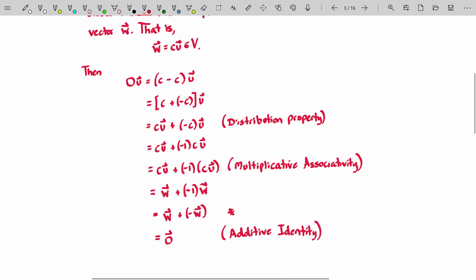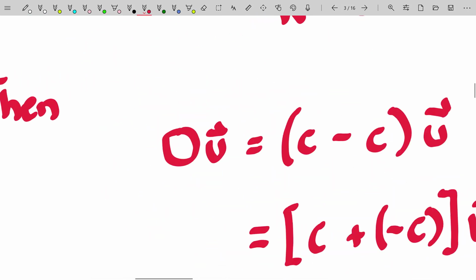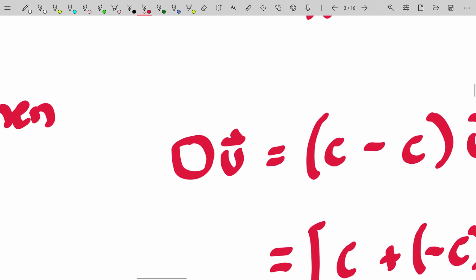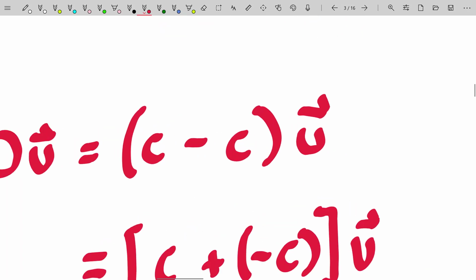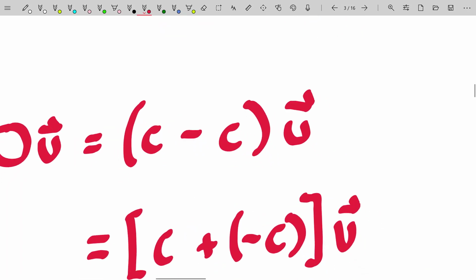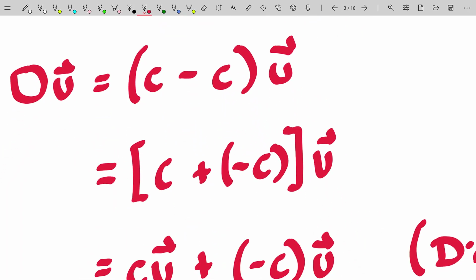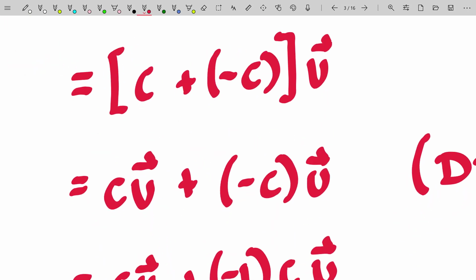we get this right here. 0 times the vector U is just C minus C times the vector U. That's a property of real numbers, so there's no explanation necessary for that, which is the same thing as C plus the opposite of C times the vector U. Again, it's just a property of real numbers, so we don't need to explain that, which is equal to C times U plus negative C times U.